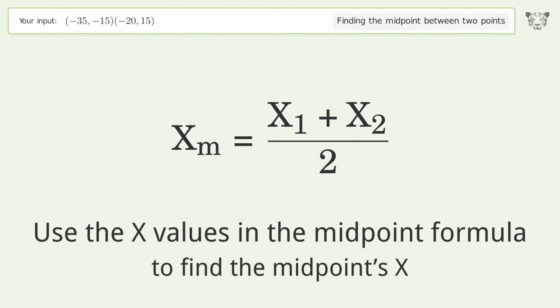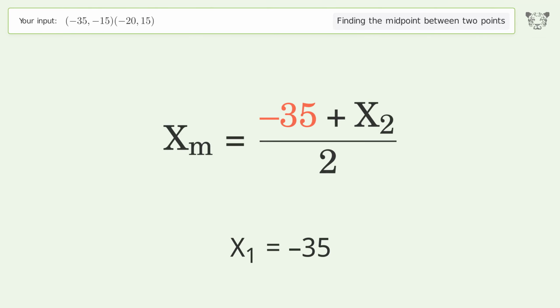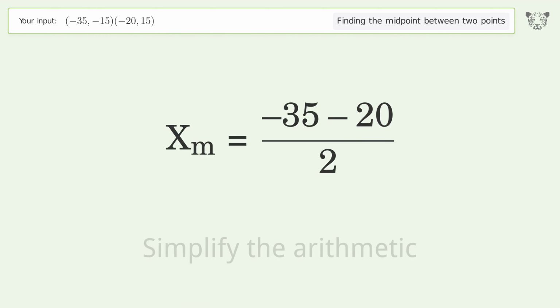Use the x values in the midpoint formula to find the midpoint's x. x1 equals negative 35. x2 equals negative 20. Simplify the arithmetic.